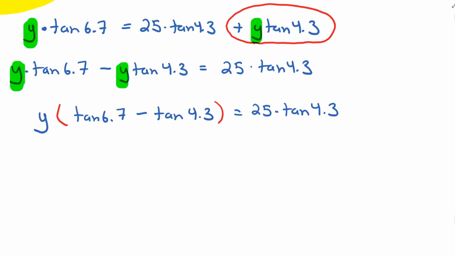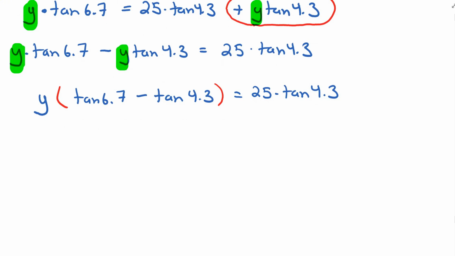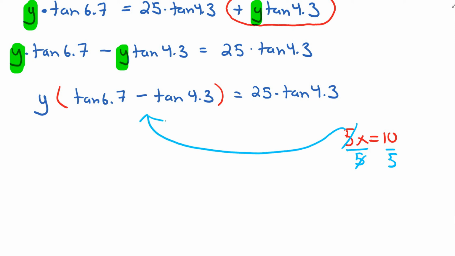All right, so now we're in a pretty good shape. We're in a pretty good situation here to solve the problem. I know in class, whenever we do these kinds of problems like 5x equals 10, most students are quick to realize that you just divide both sides by 5, and the 5s cancel off. This is a similar situation where the 5 is really this tan 6.7 minus tan of 4.3.